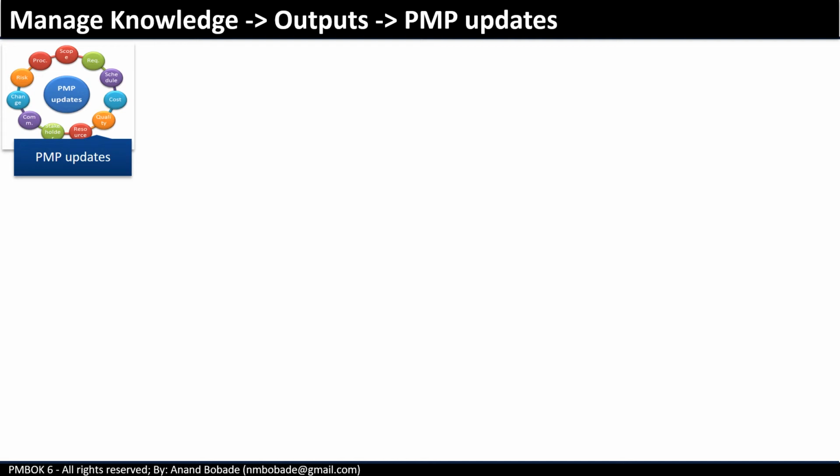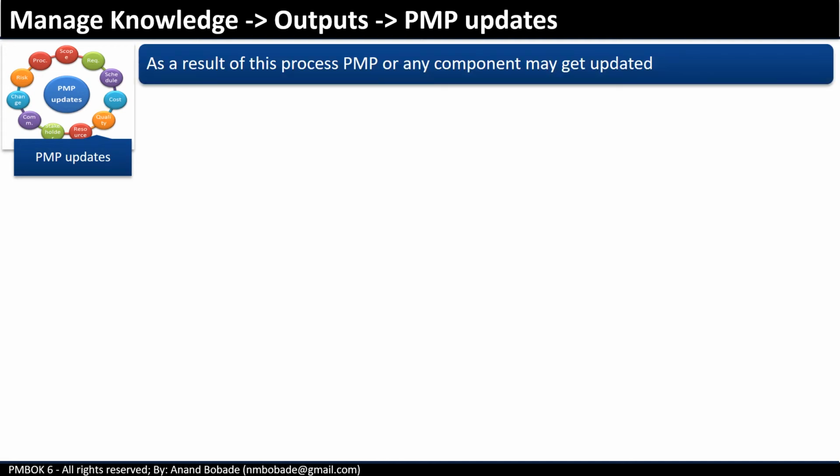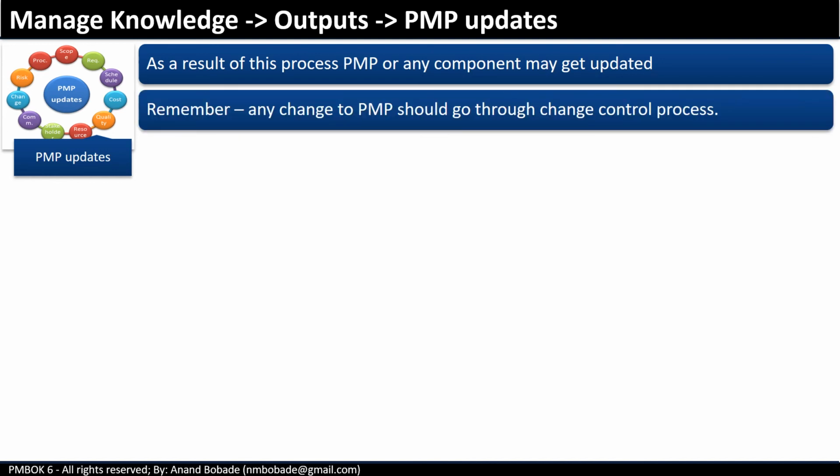Project management plan updates. The project management plan or any component may get updated as a result of the manage knowledge process. For example, some knowledge management tools might be performing well, then you may update the knowledge management plan to emphasize these activities or these tools. Remember that any changes to the project management plan should always go through the change control process.